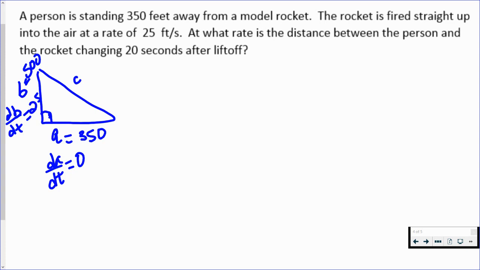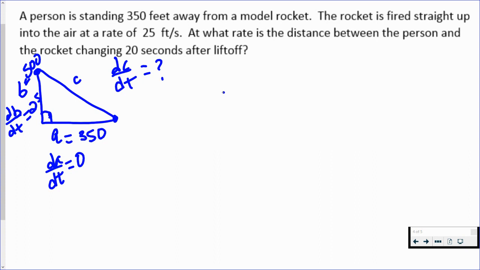Let's take a look at what we need to find. At what rate is the distance between the person and the rocket changing 20 seconds after liftoff? So we want to find the rate of change between the person and the rocket. Here's the person, here's the rocket. Then C is going to be our distance between the person and the rocket. So we want to find dC/dt.